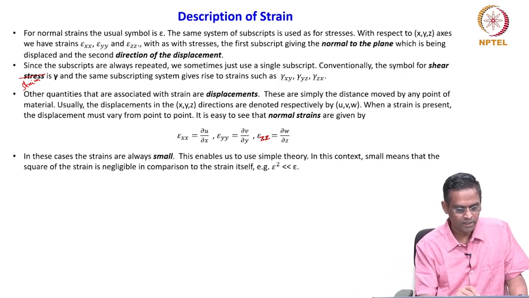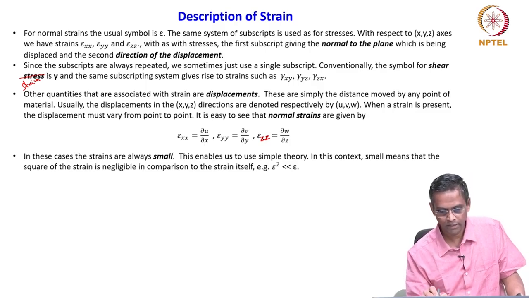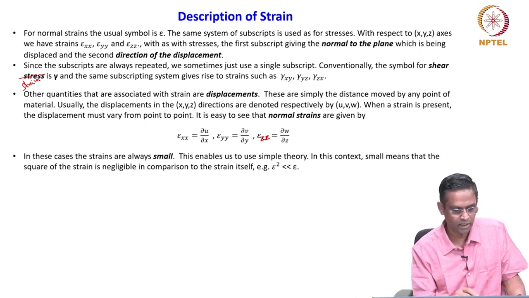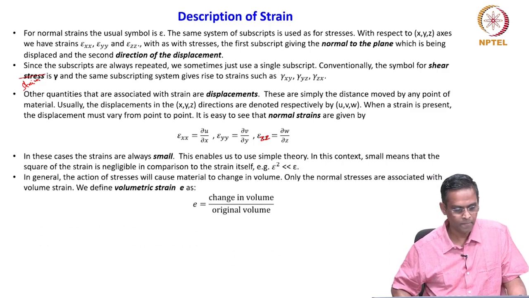In these cases, the strains are always small. This enables us to use simple theory, right? In this context, small means that the square of the strain is negligible in comparison to the strain itself. For example, epsilon square is far less than epsilon. Okay, so that's the idea.